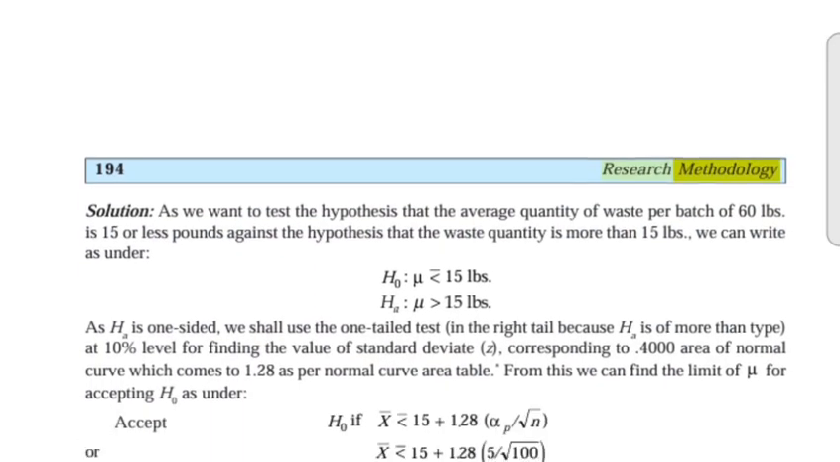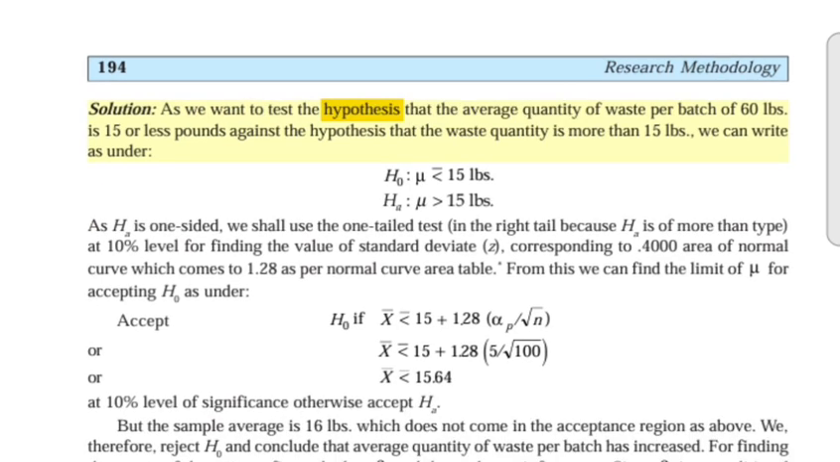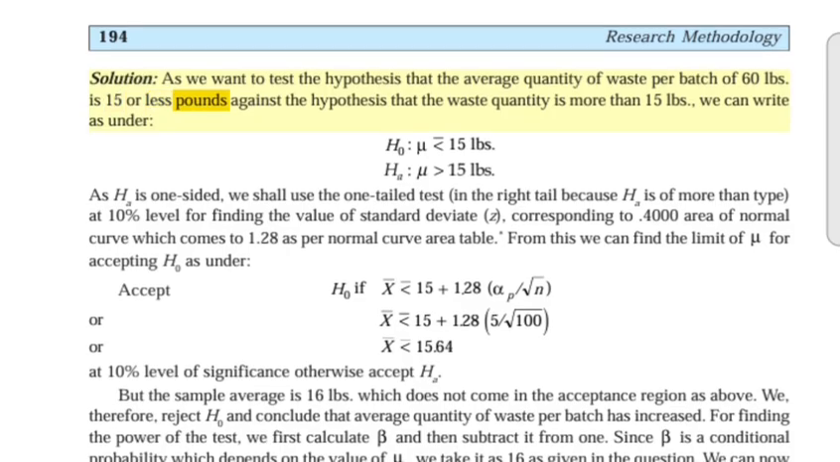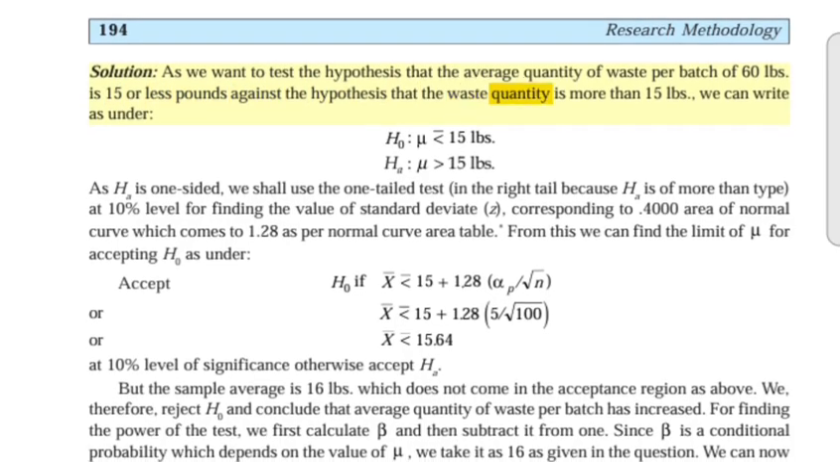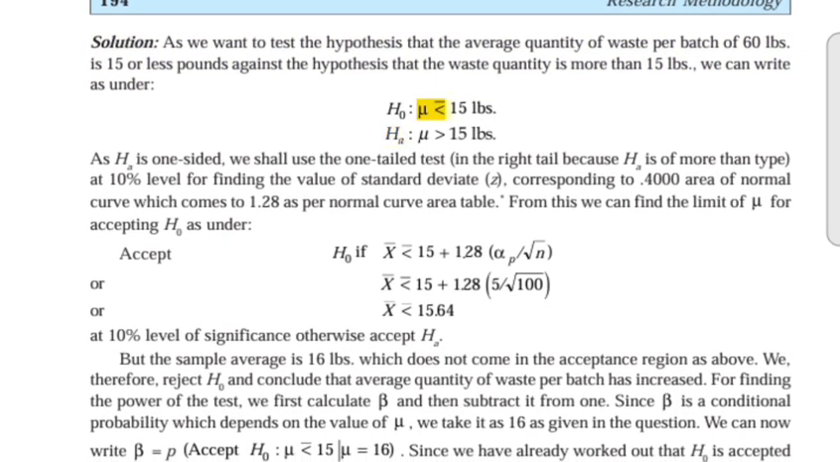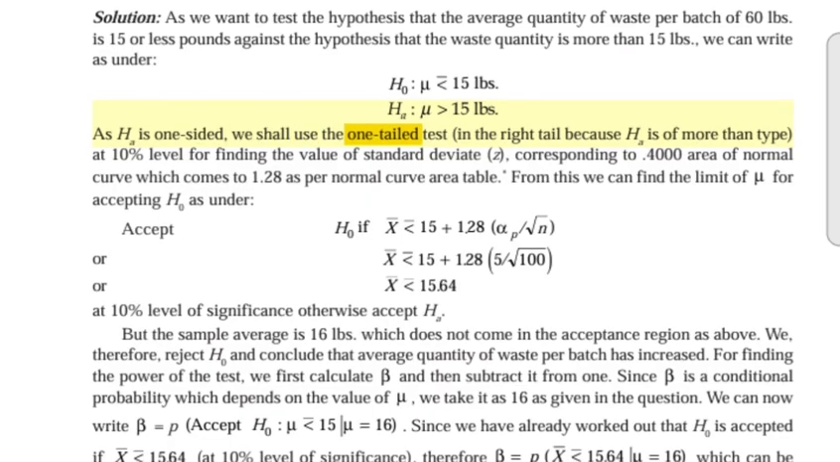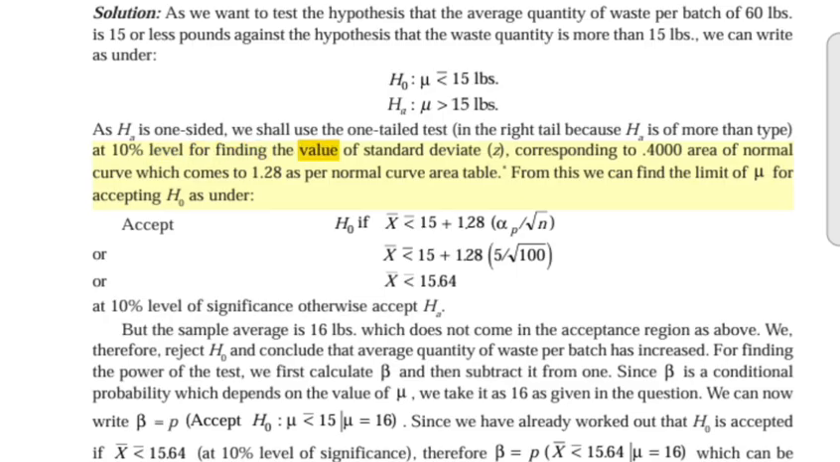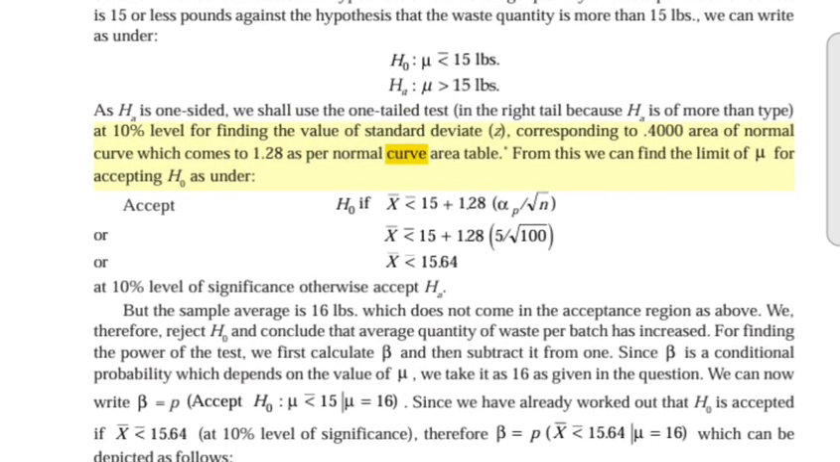Solution. As we want to test the hypothesis that the average quantity of waste per batch of 60 pounds is 15 or less pounds against the hypothesis that the waste quantity is more than 15 pounds, we can write as under: H0: mu less than or equal to 15 lbs, Ha: mu greater than 15 lbs, as Ha is one-sided. We shall use the one-tailed test in the right tail because Ha is of the more-than type. At 10% level, the value of standard deviate Z corresponding to 0.4000 area of the normal curve comes to 1.28 as per the normal curve area table.